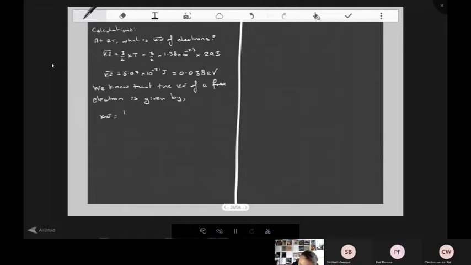KE is h squared over 8 m L squared times (nx squared plus ny squared plus nz squared). Now, what I'd like to do is look at an average electron. In other words, let's suppose we can use that energy for the energy here so that we can work out the quantum numbers. So what are the quantum numbers?